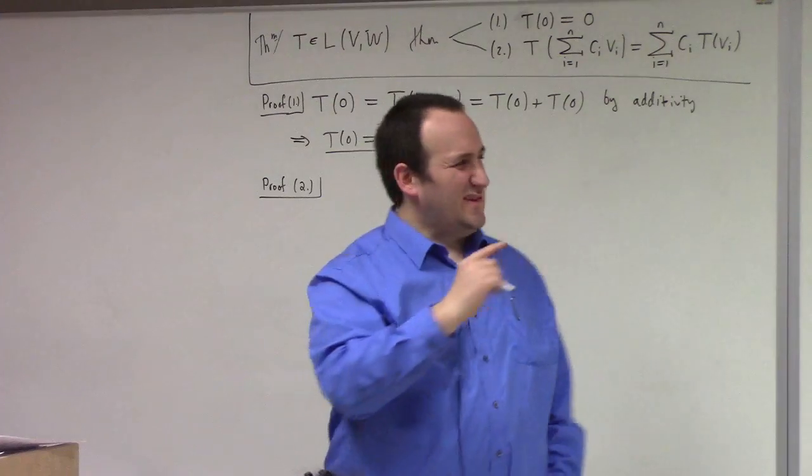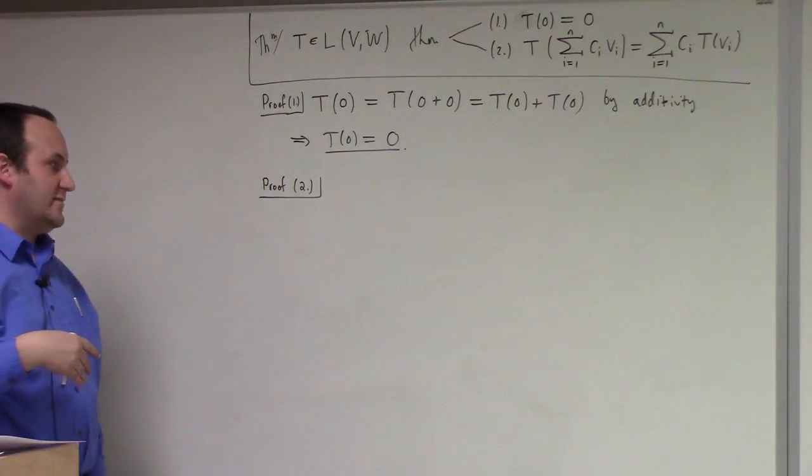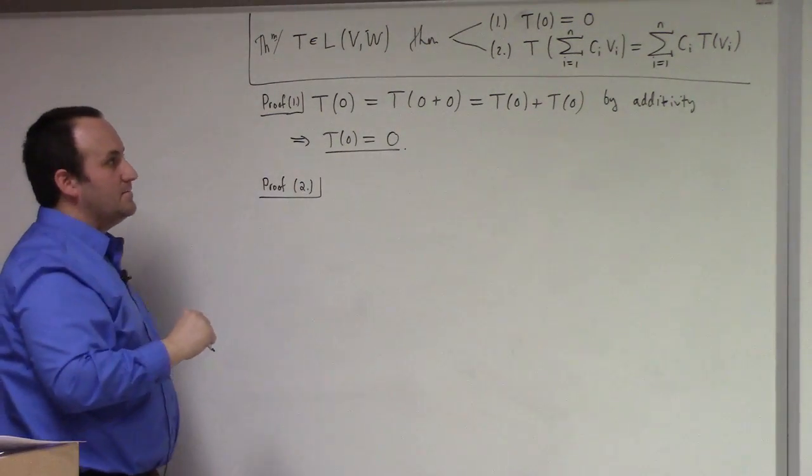But there's lots of examples like that x squared plus y squared example where 0 will map to 0, and yet it's still not a linear transformation, right? So that's not enough, but it's part of it.